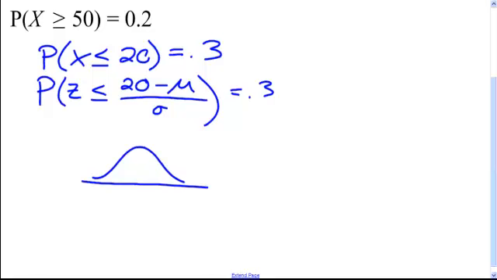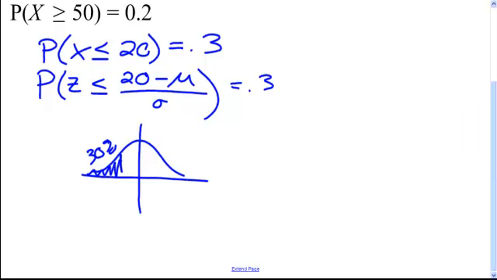So 30% of my data is from here down. This is 30%. Here's the problem: my table does not do that for me. My table finds from 50% up. So I have to keep in mind, well, what is 30%?